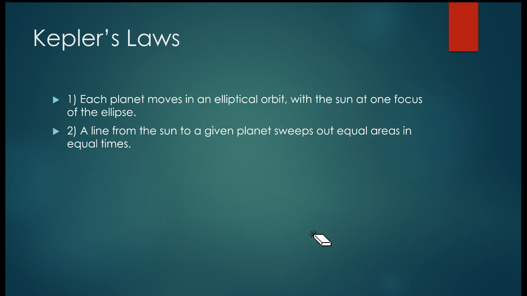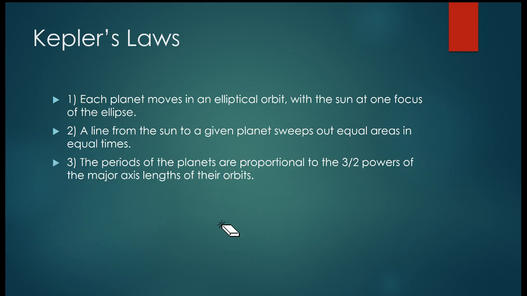Second, a line from the sun to a given planet sweeps out equal areas in equal times. And we actually started to look at this when we did angular momentum last unit. Finally, the periods of the planets are proportional to the 3/2 powers of the major axis lengths of their orbits. And we saw this earlier, that T is proportional to r to the 3/2. So we'll be talking more about this.